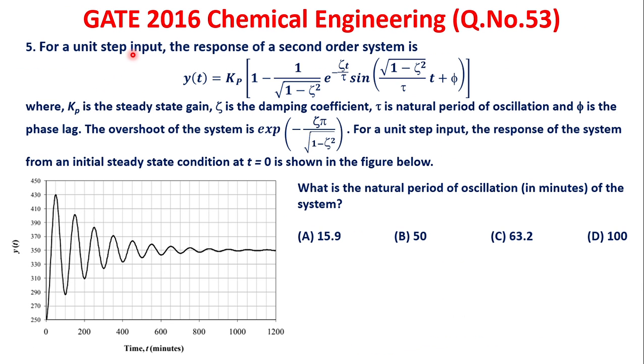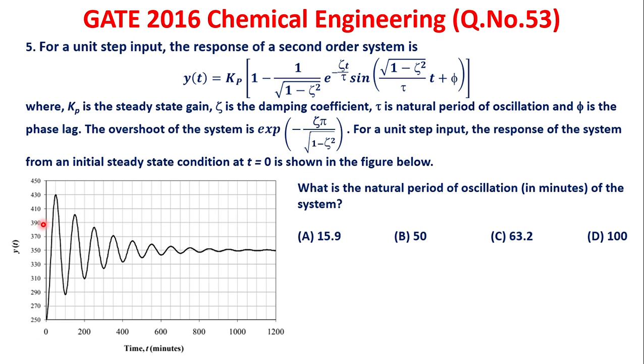The last problem: for a unit step input, the response of a second order system is given, where Kp is steady state gain, zeta is damping coefficient, tau is natural period of oscillation, and phi is the phase lag. The overshoot of the system they have given. We know very well this is the overshoot, e power minus zeta pi by root of 1 minus zeta square. For a unit step input, the response of the system from an initial steady state condition at t equal to 0 is shown in the figure below.